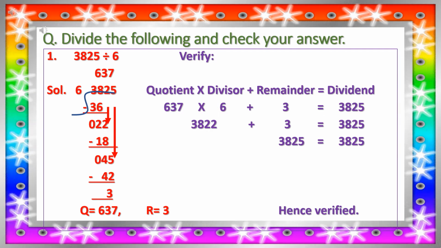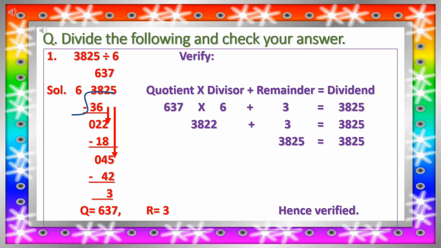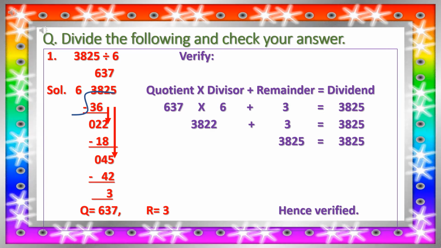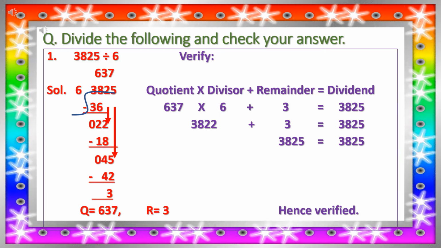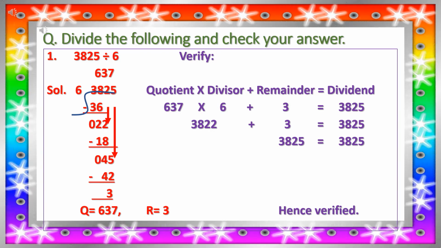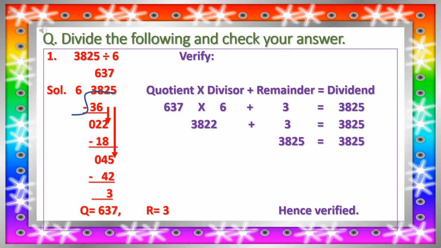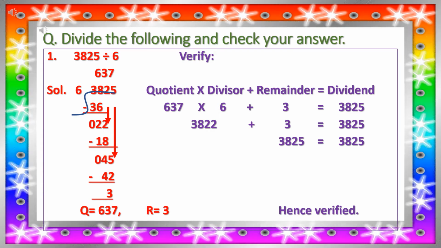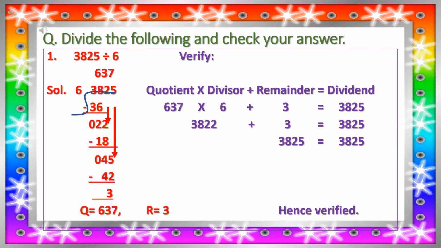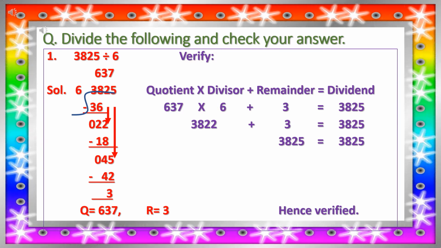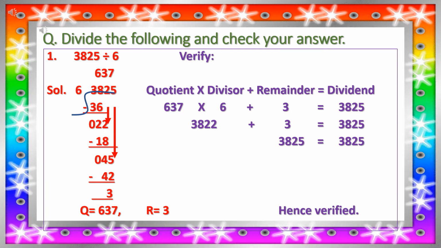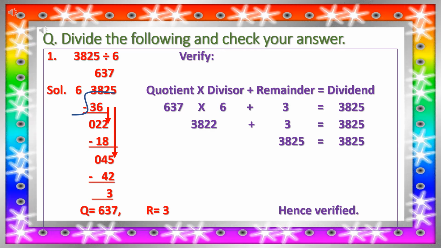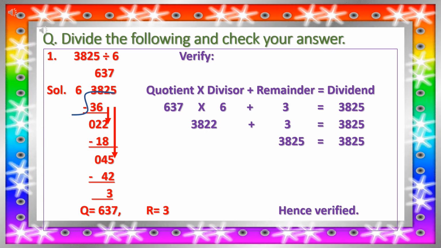So we have put the values of quotient, divisor, remainder and dividend here. Now we will multiply 210 by 4 and in result we got 840. 840 plus 0 is equal to 840. So because we have got 840 which is our dividend, our answer is verified. Our answer is correct. Now next question is divide the following and check your answer. Check your answer means we have to verify our answer. And in the previous video also you have learnt similar questions.